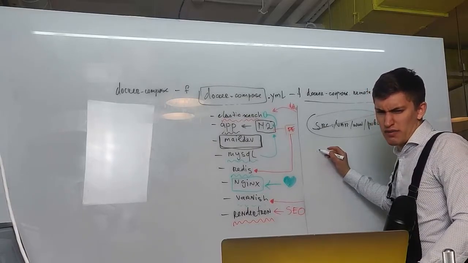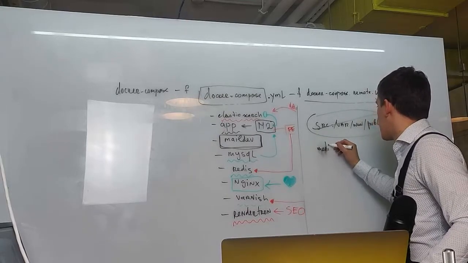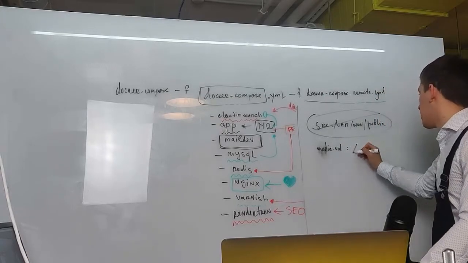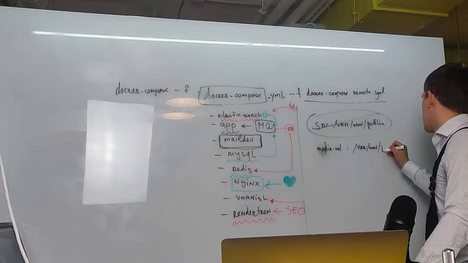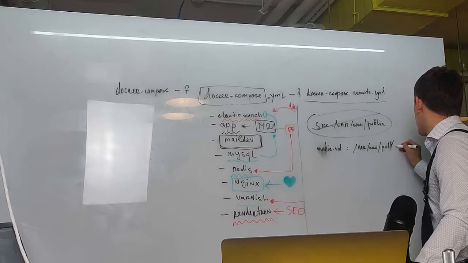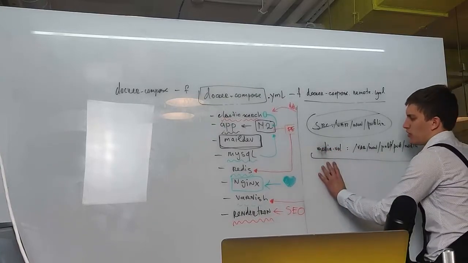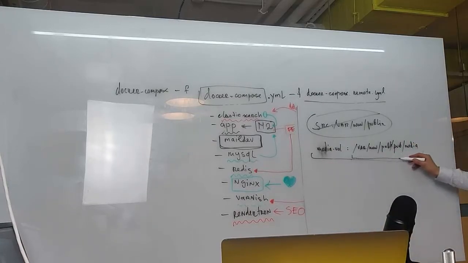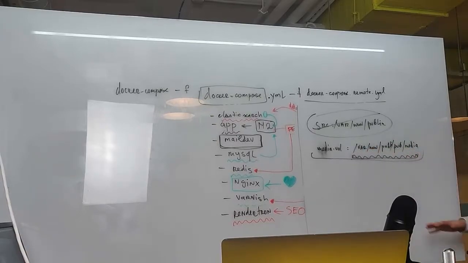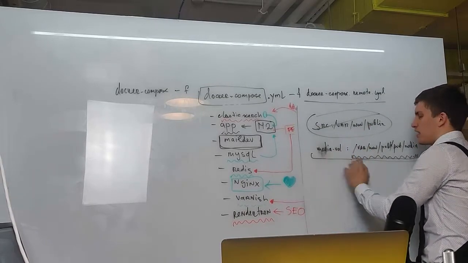So it will mount the SRC, let me do it like this. It will mount the media volume to the var www public. Then it will go to, again, public. So this is public, this is pub, and this is media. So what happened is the media volume, which is persistent volume in Docker, it will be mounted in the var www pub public media, so into Magento media folder. And everything from this media folder will be preserved between deployments. So this is important. We are not mounting the whole host system. We are just mounting media folders.